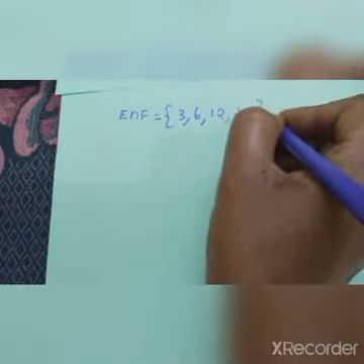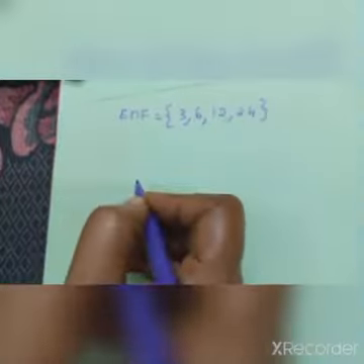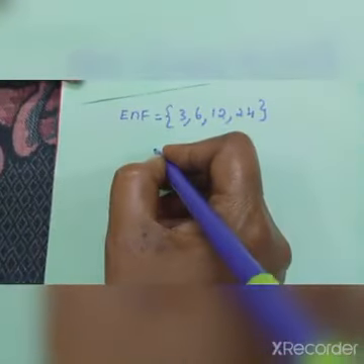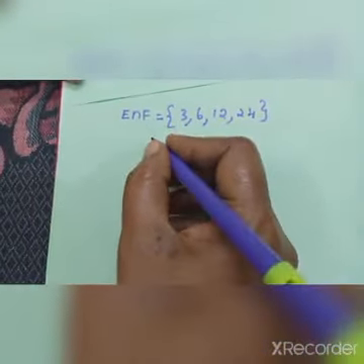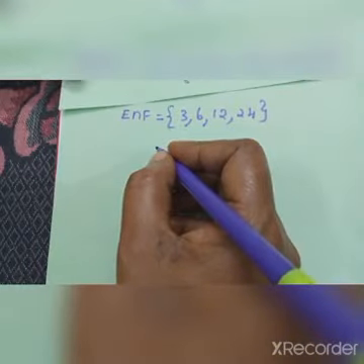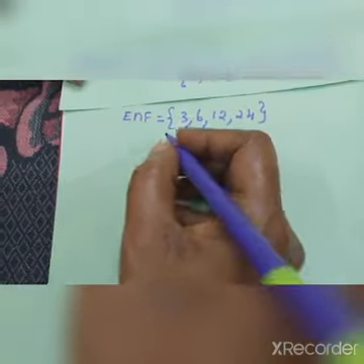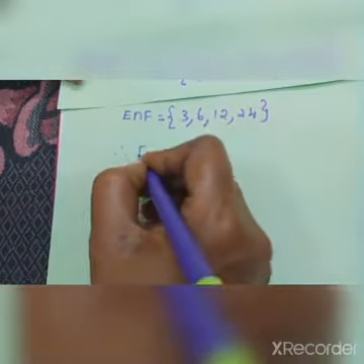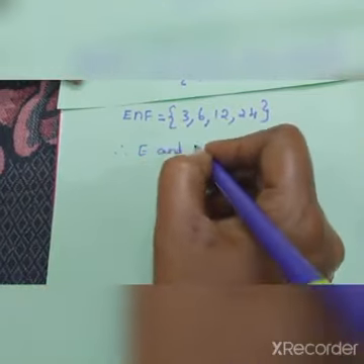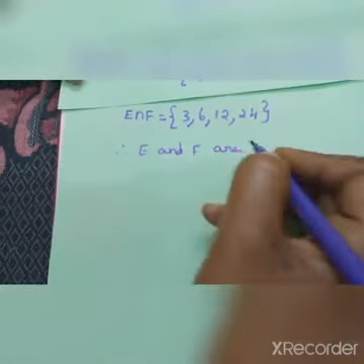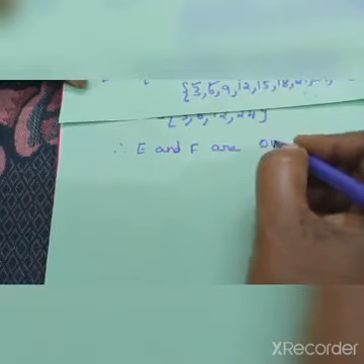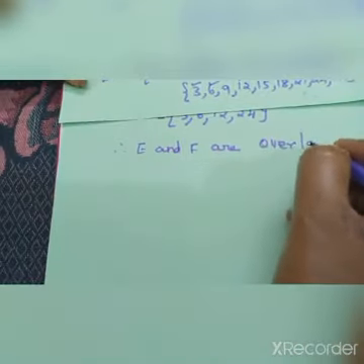Okay. So what type of set is this one? Is there any common elements? We know that that is a joint set. Okay. Therefore, E and F are overlapping sets.